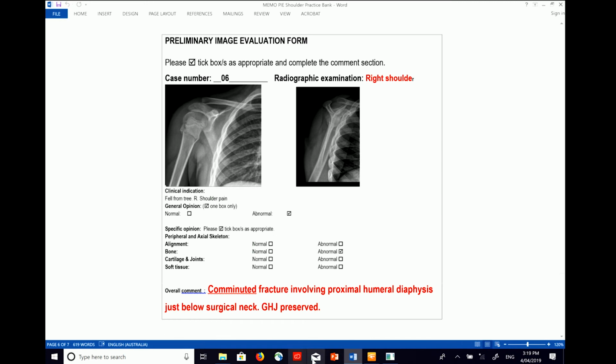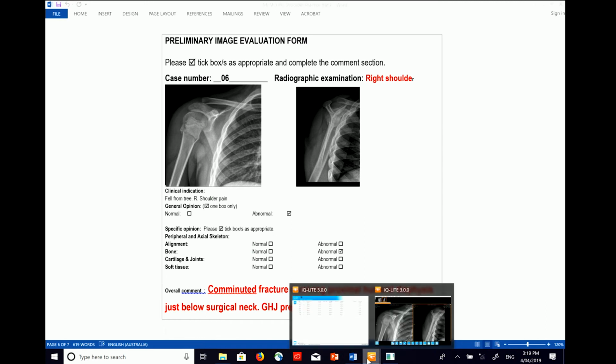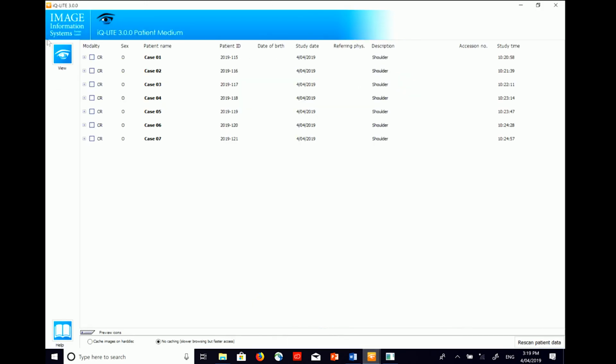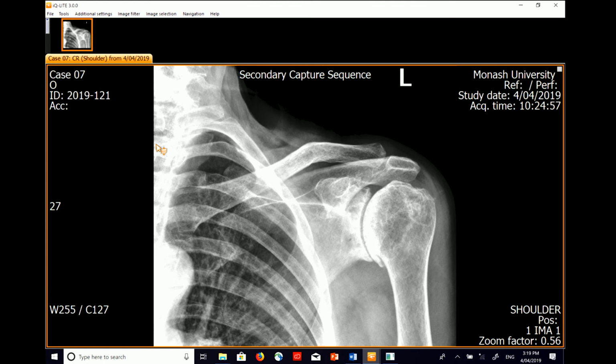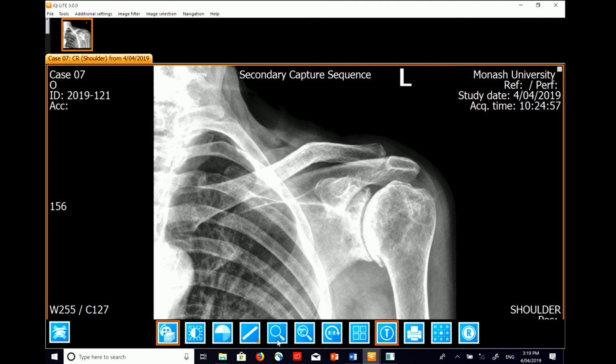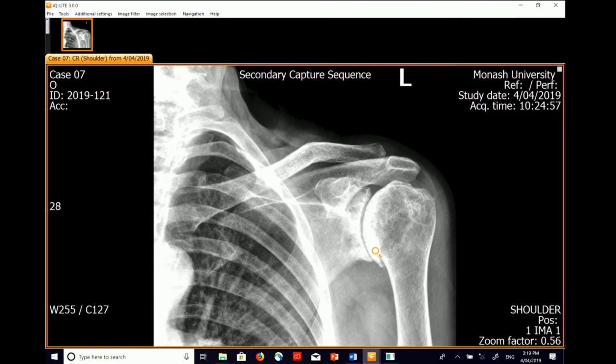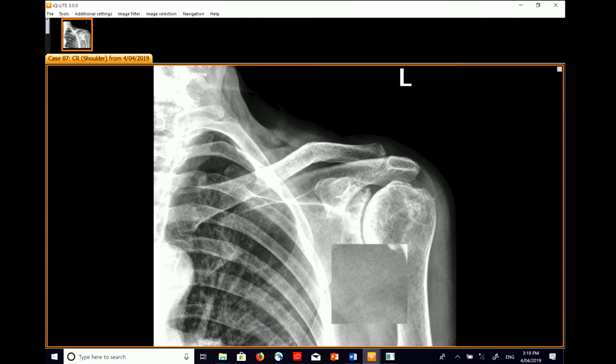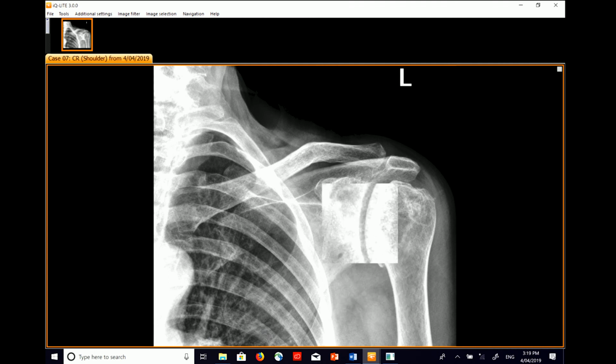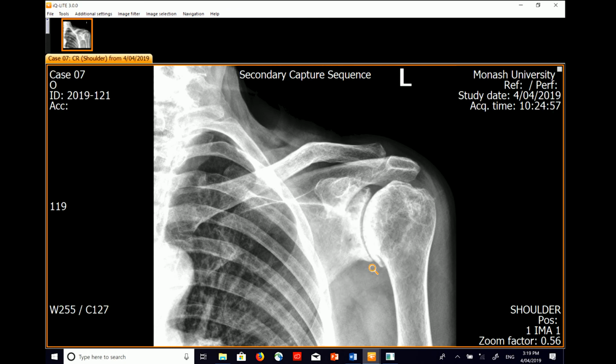So for the final case in this practice bank, we have a patient who has chronic left shoulder pain, so there is no history of trauma. If we look at the shoulder joint, we can see the typical hallmark signs of osteoarthritis with sclerotic appearance. There's osteophyte formation, and there's also joint space narrowing.